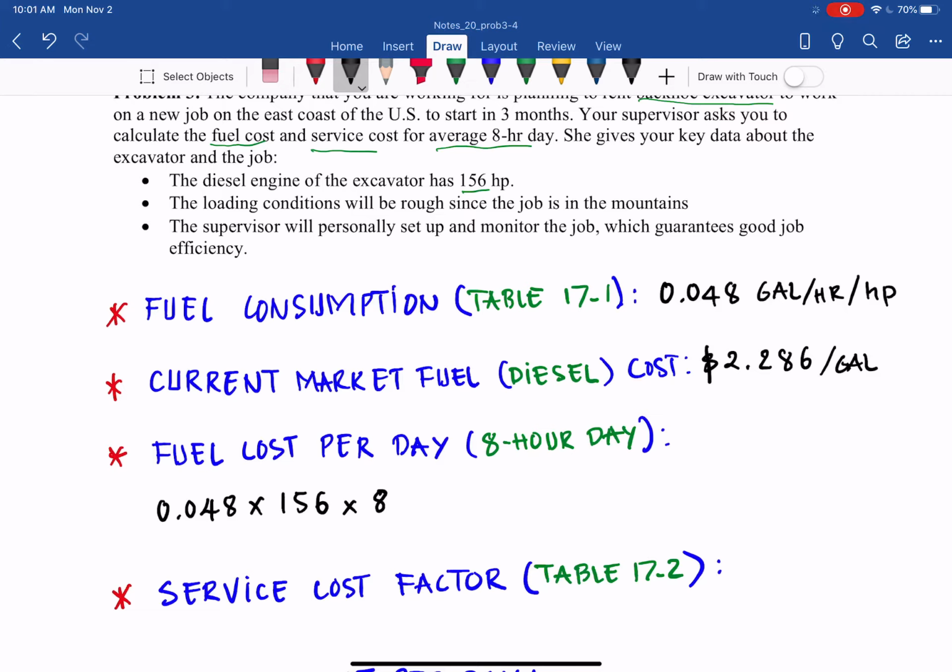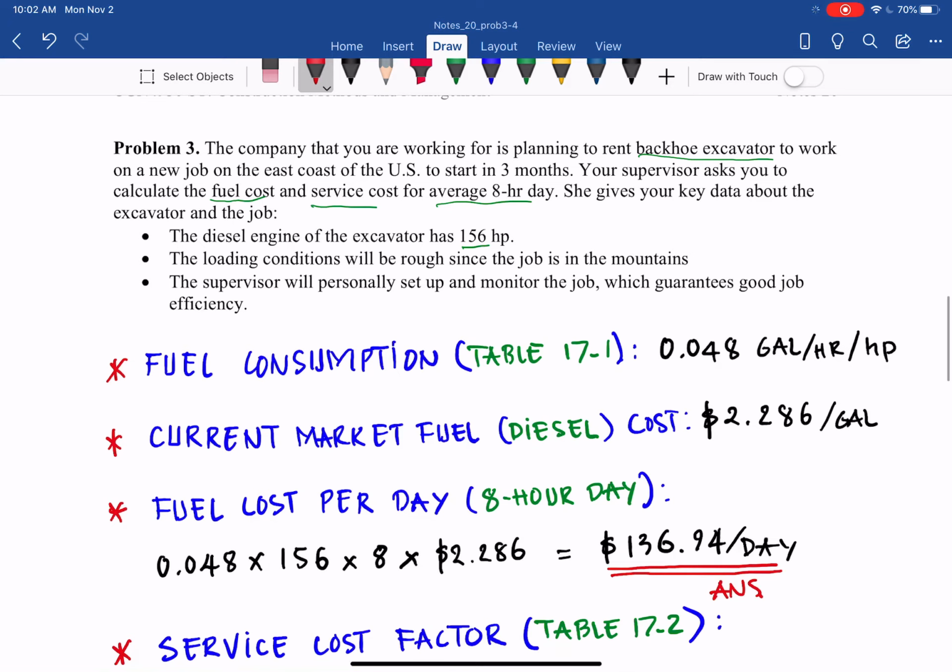And then how many dollars per gallon? $2.286. Again, you may round up to $2.30. Then from that we get the fuel cost per day, and in this case it is $136.94 per day. And that is the first operating cost, the fuel cost for this problem.